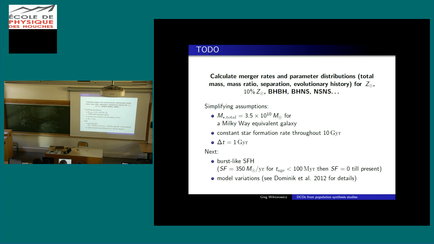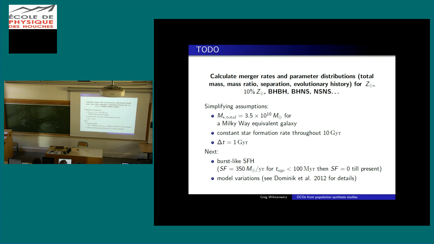As I understand, T current is 10 gigayears and delta T is 1 gigayear. Yes, that's what we assume in this simple approach. So in the file, we need to find the number of columns which have T merger in between this range, right? Exactly. And we need to count how many there are.